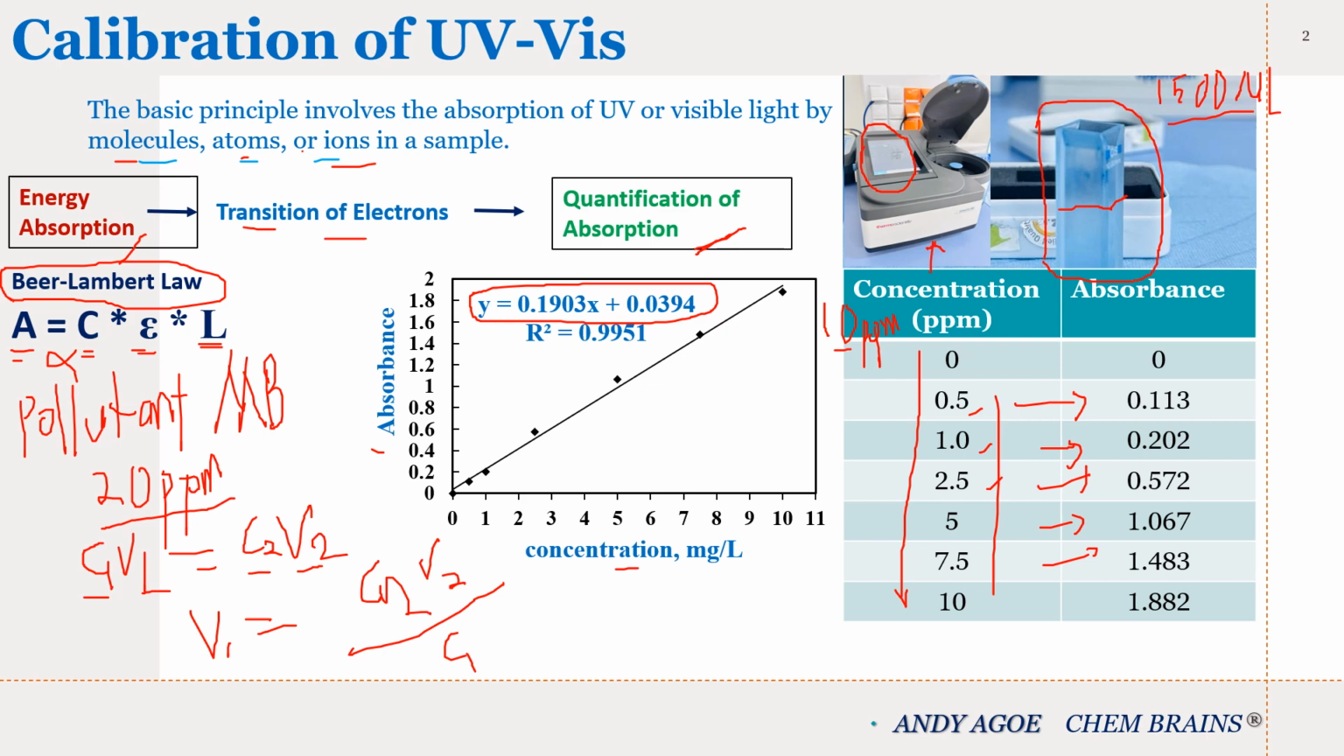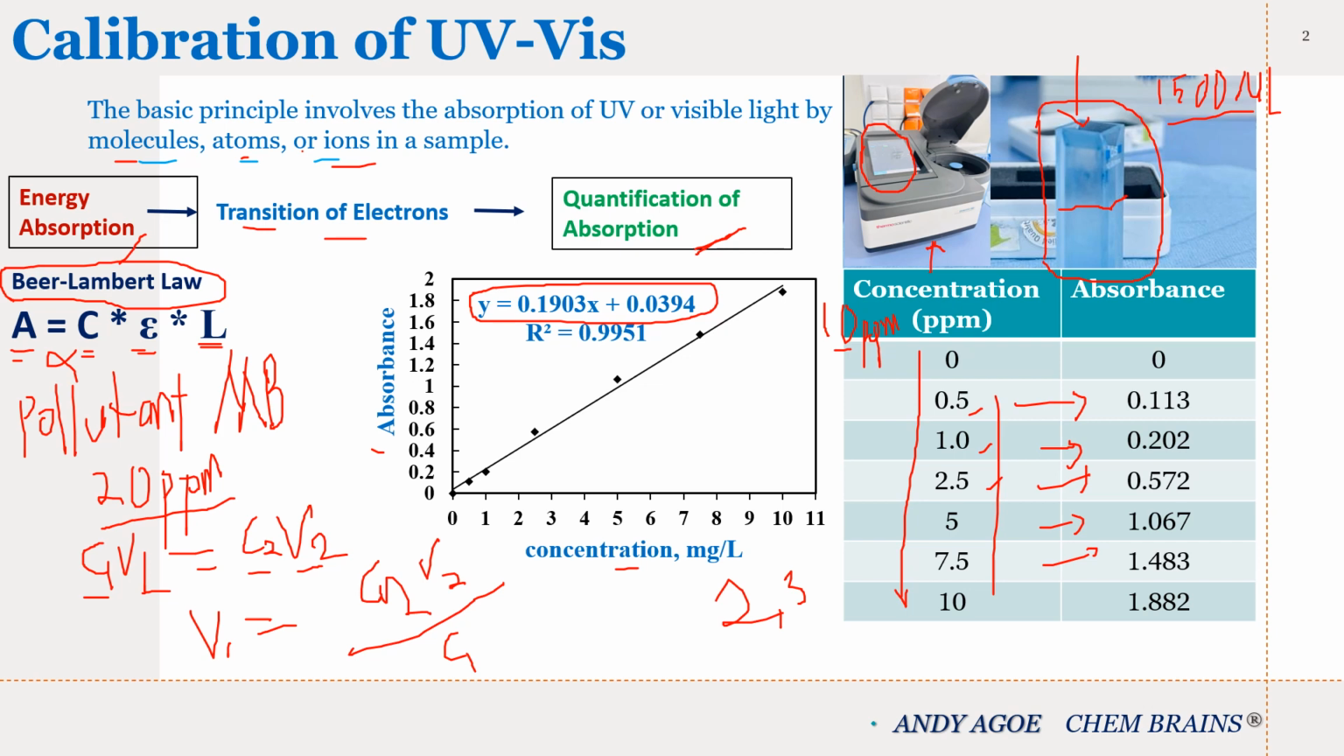Then if we are able to pick this V1 from the 20 ppm, we dilute it with water in the cuvette. Then we'll be able to measure the absorbance. Now when we measure the absorbance, we will multiply our value by a factor of what? Of 2. If it is 30 ppm, you multiply by a factor of 3. If it's about 40 ppm, you multiply by a factor of 4, and so forth.